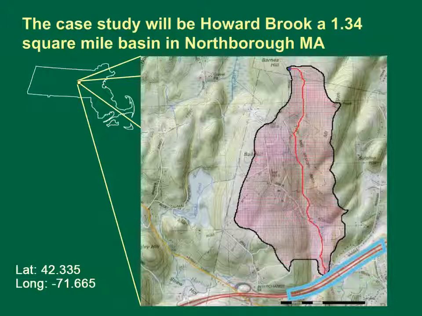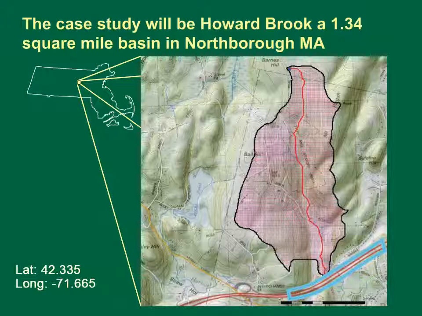Today we will use Howard Brook Basin in Northborough, Massachusetts above Highway I-290. The basin is the pink area outlined in black. The highway is highlighted in light blue in the lower right corner of the image. The latitude and longitude of the basin are about 42.335 and minus 71.665 respectively.